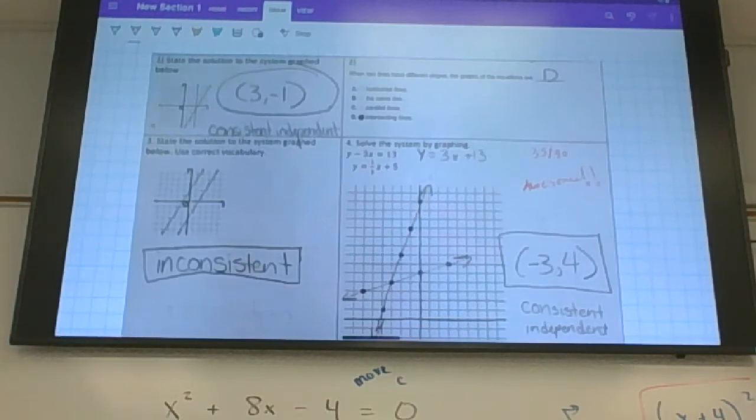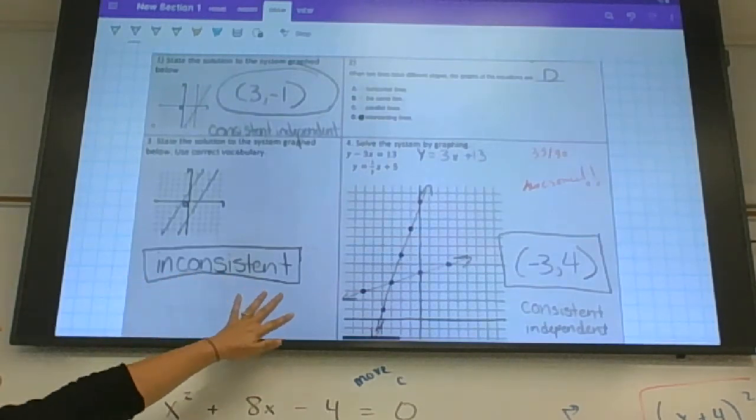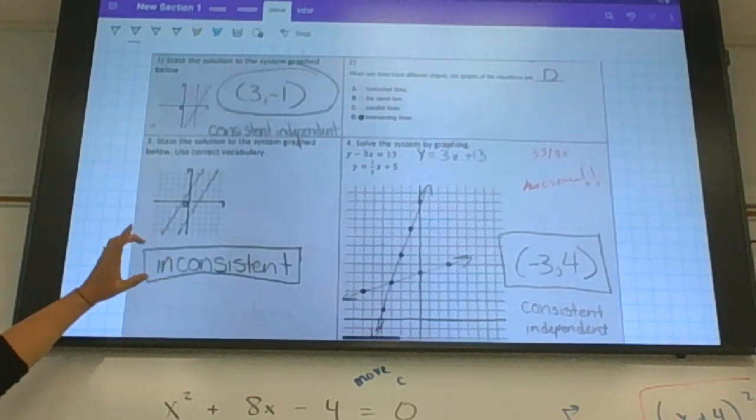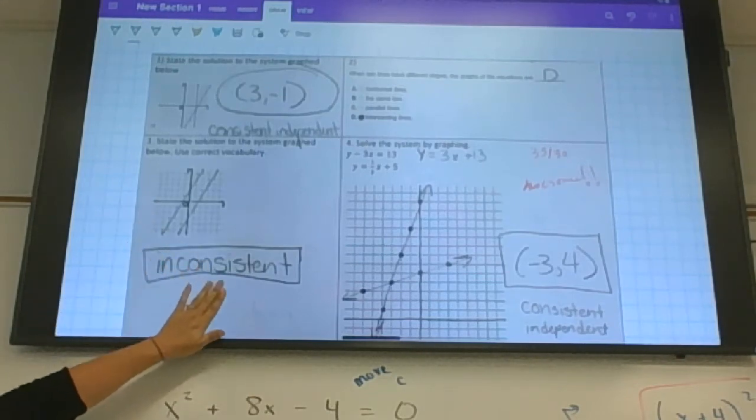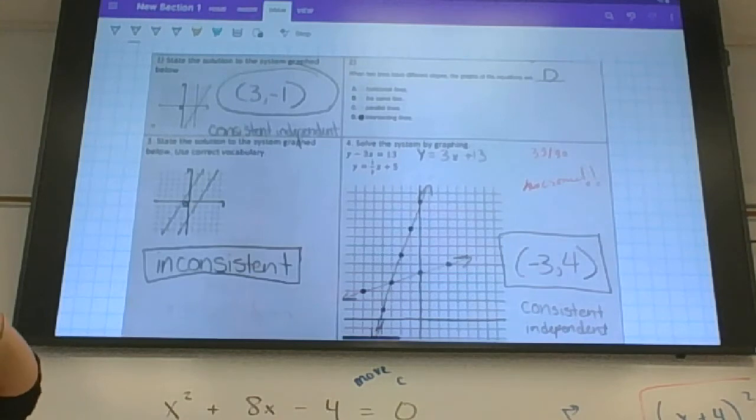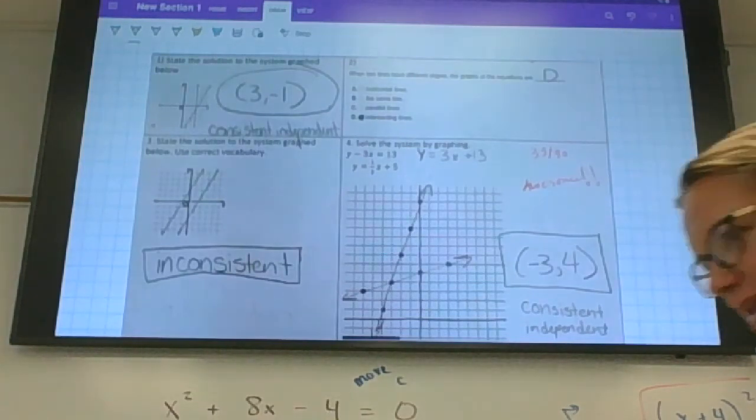Go ahead, do corrections on numbers 1, 2, 3, and 4. I was looking for the vocabulary that we discussed for these systems. So if you just put no solution, I give you half credit. I was looking for inconsistent. Oh, sure, the same line. They aren't the same line, they're two different lines.